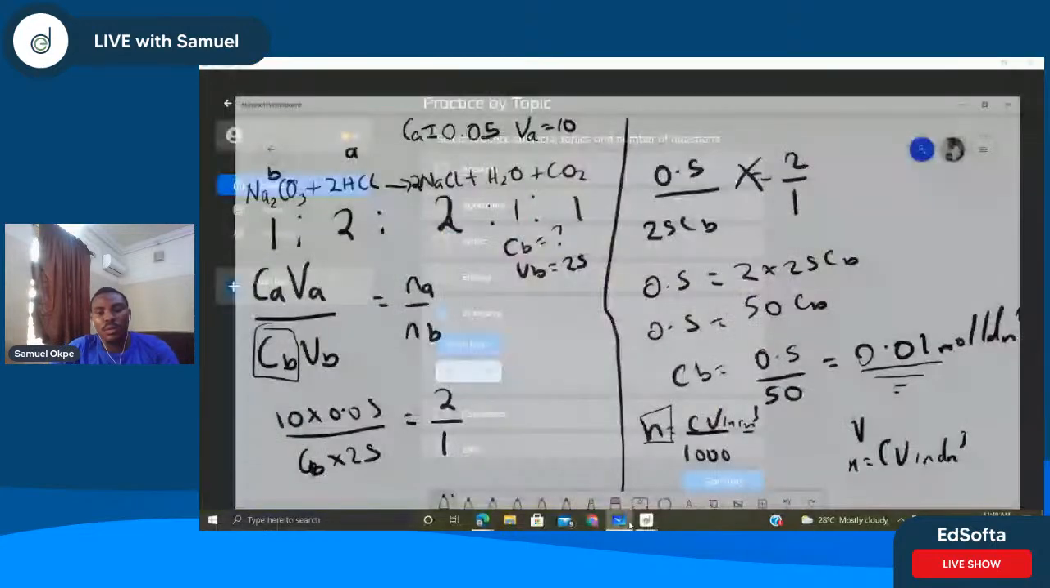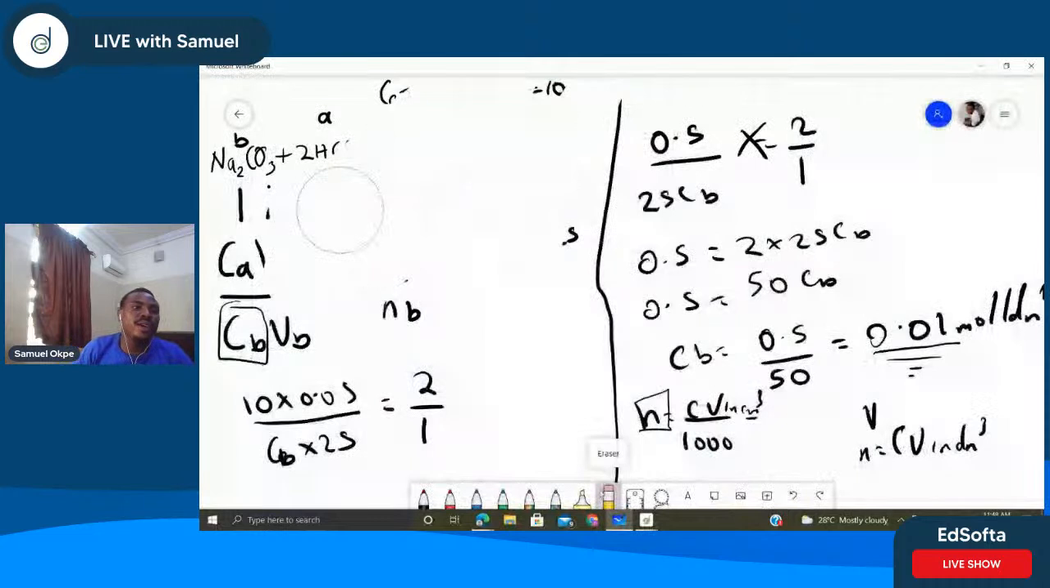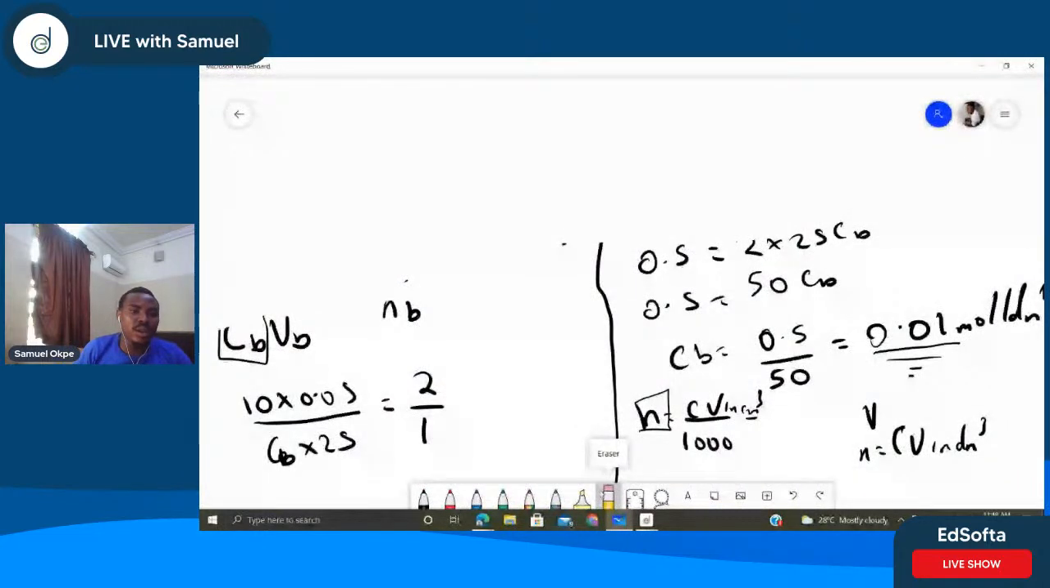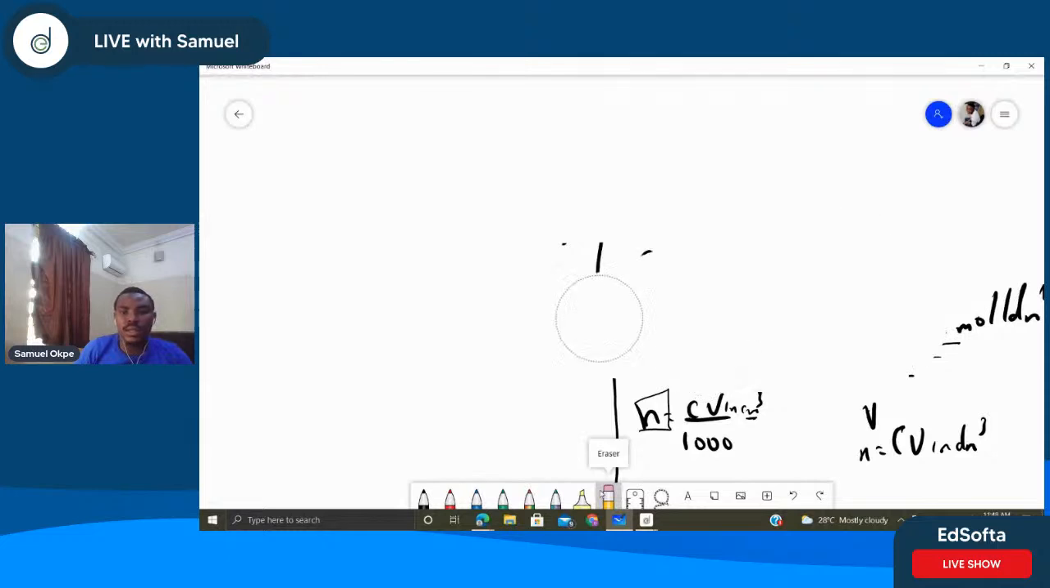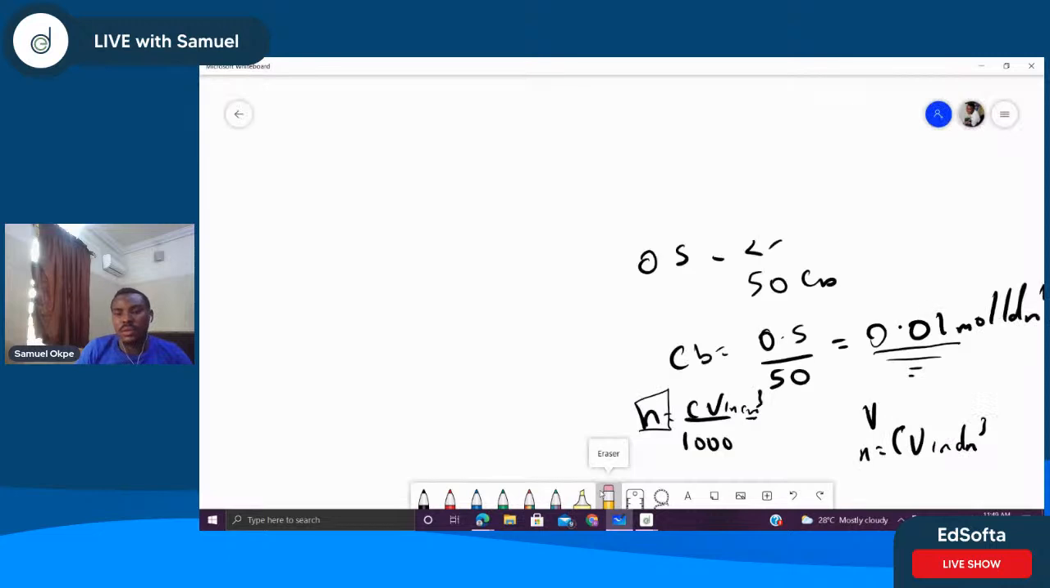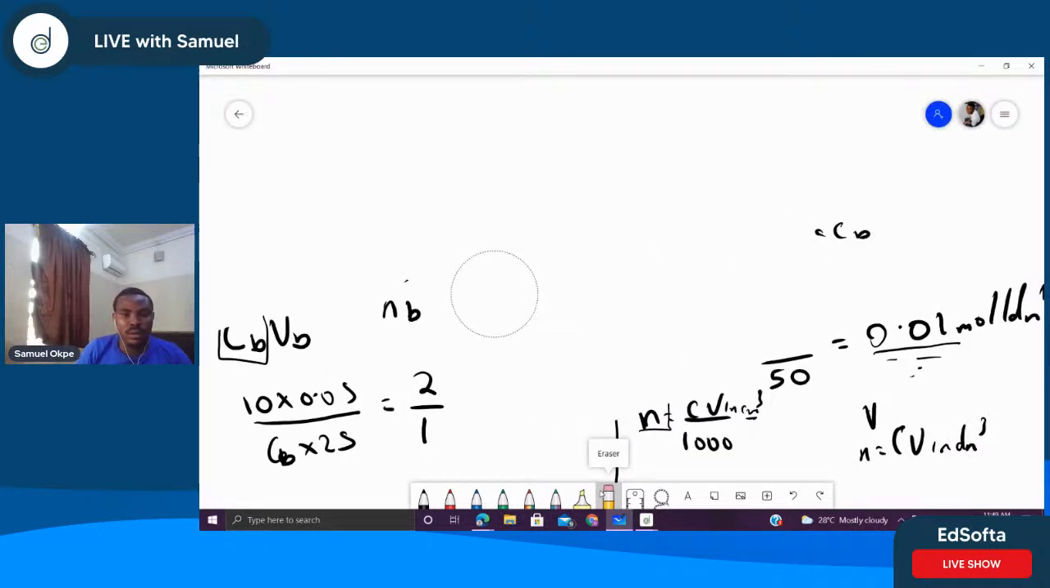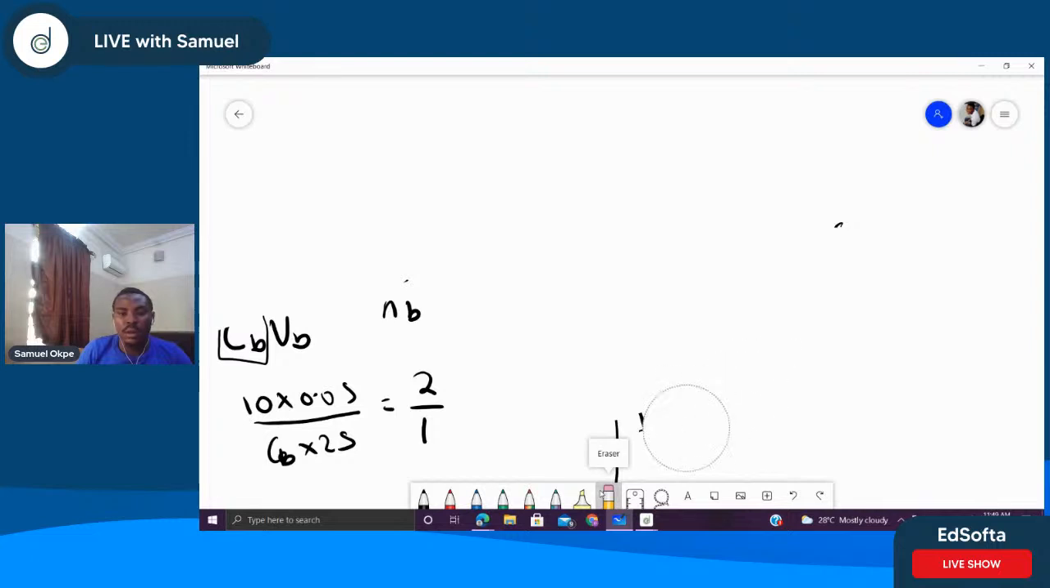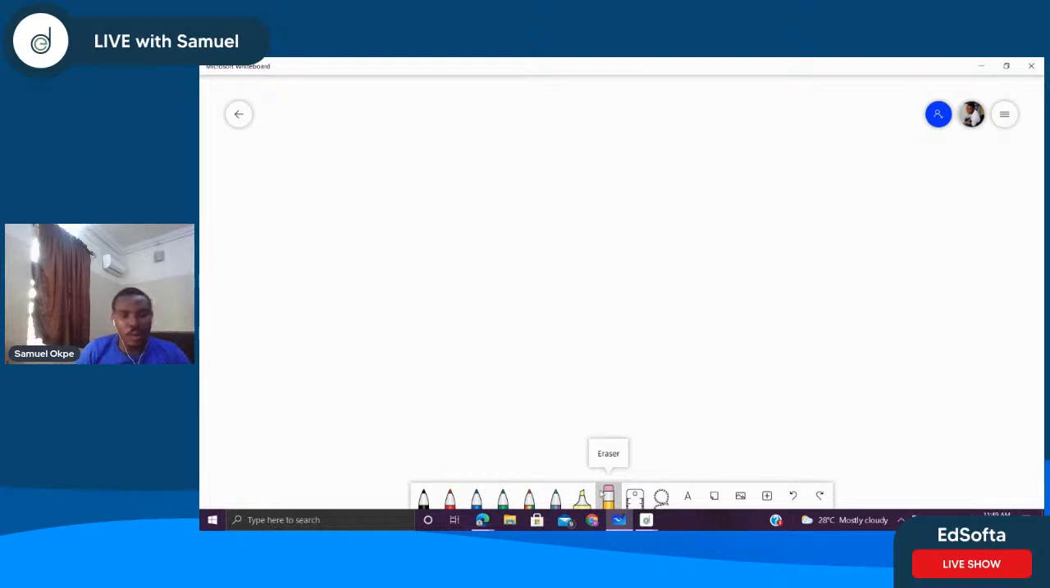So for this one, what we just need to do is to first write the reaction for the decomposition of KClO3. What is decomposition? It is the breaking down of a compound to smaller compounds. Now KClO3 is like this. When KClO3 breaks down, it breaks down into KCl and O2.